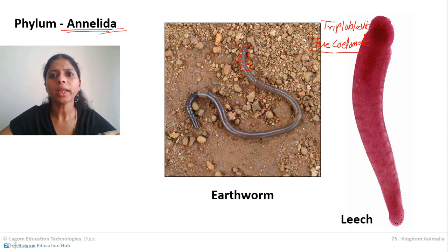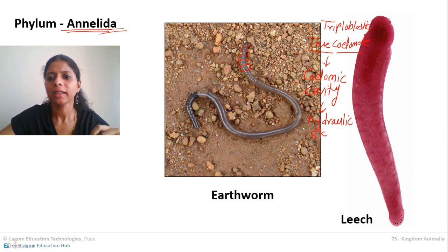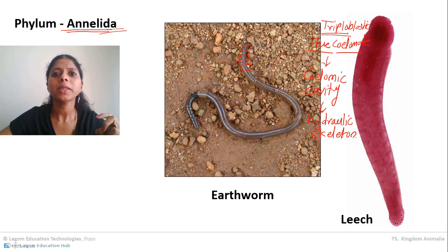Okay, and this body cavity is basically filled with some fluid substances. This cavity will be called the coelomic cavity. The body cavity is there, so it is having a coelomic cavity. And this coelomic cavity is filled with a water-like substance which works as a hydraulic skeleton. Understanding? Okay, clear about it?